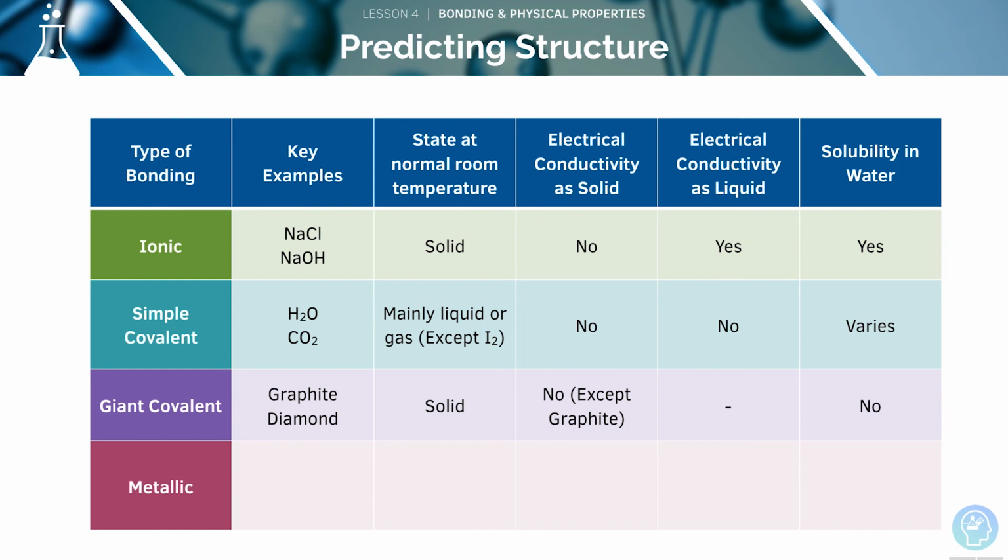Finally, let's look at metallic bonding. Our examples for this will be copper, aluminium, and magnesium. These are found as solids at room temperature. They do conduct electricity as solids, and they will conduct electricity as liquids too. Finally, they are soluble in water.